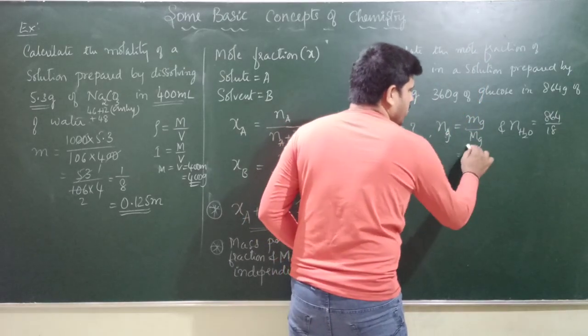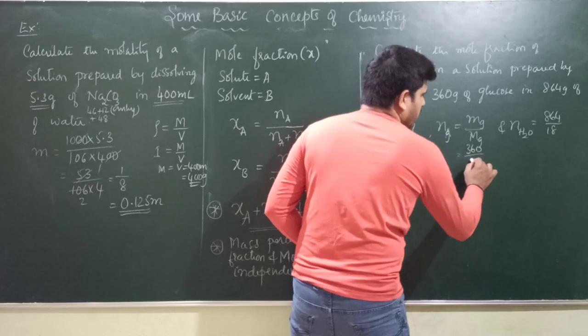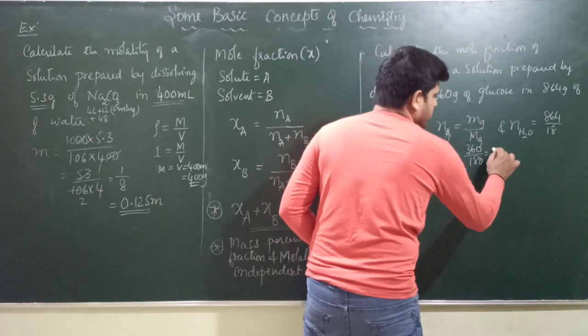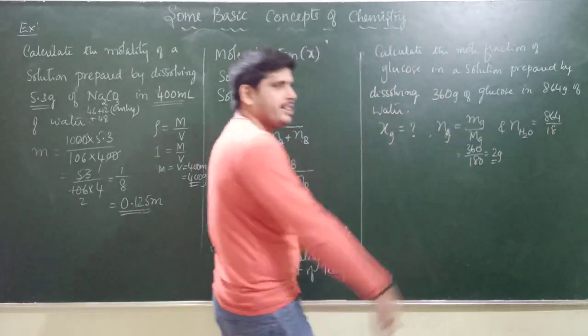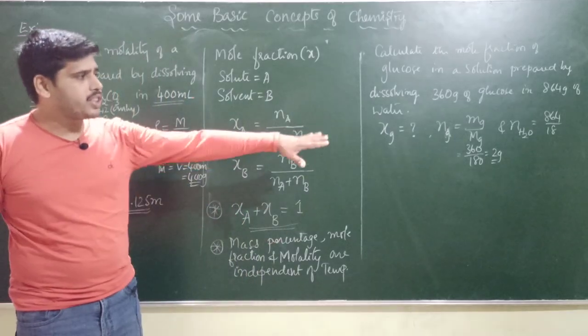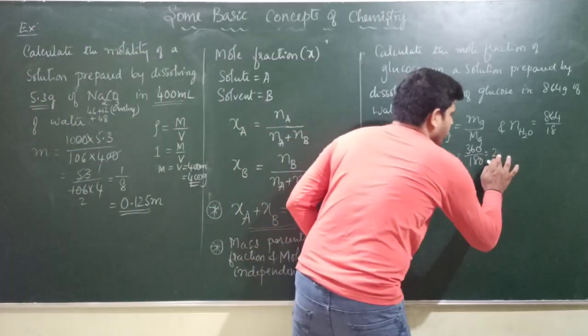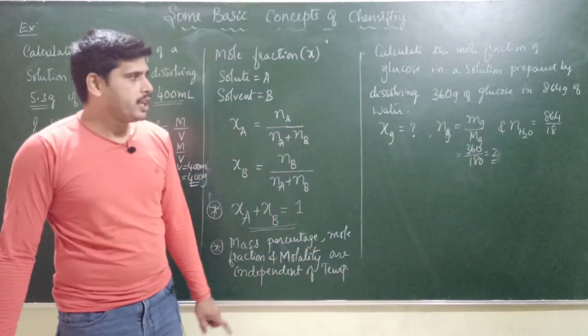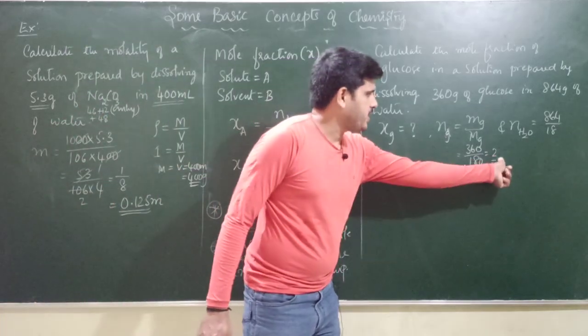And here it is 360 divided by 180 gram. So this is nothing but 2 gram. Okay, that you will get it as 48 gram. So, sorry, 48. I'm sorry, this is not gram. Mole will be 2. Now, no unit for mole fraction as such.